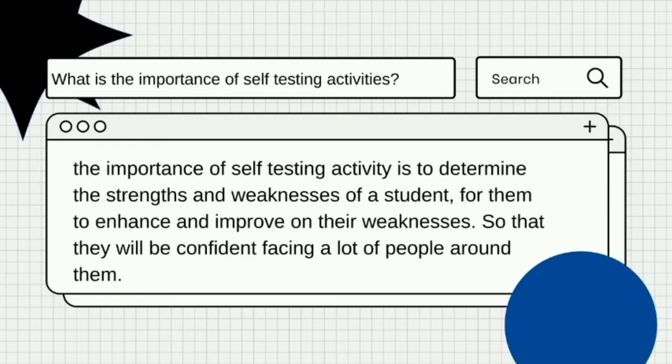The importance of self-testing activities is to determine the strengths and weaknesses of a student, for them to enhance and improve on their weaknesses so that they will be confident facing a lot of people around them.